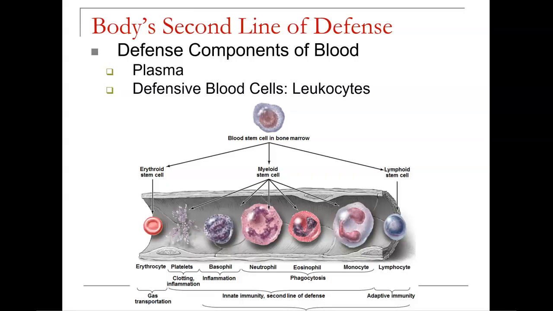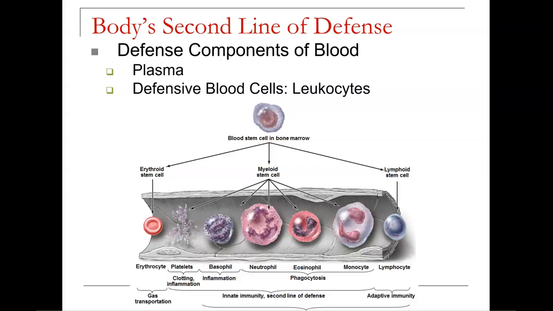Now the next one that we're going to talk about is going to be the eosinophil. So that's going to be to the right of the neutrophil. This is going to make up about 2 to 4% of your white blood cells, and it's going to help to combat moderate allergic reactions, and it helps to defend against parasitic worm infections.